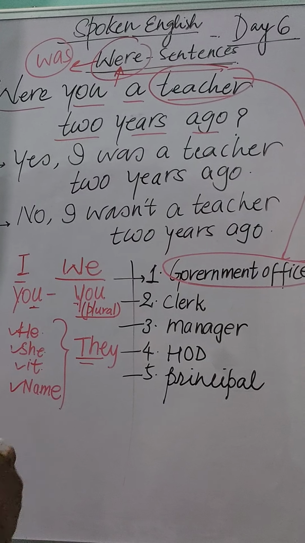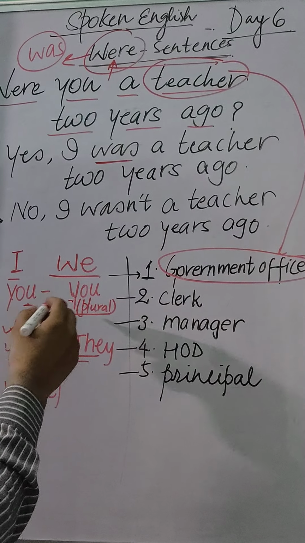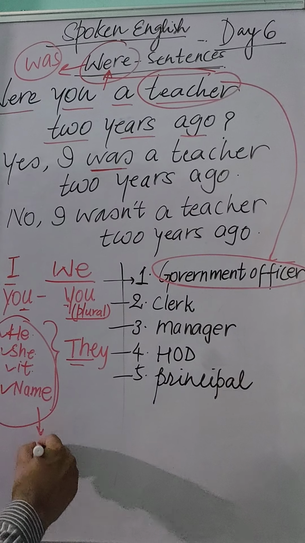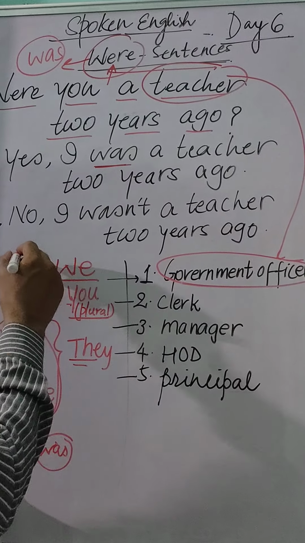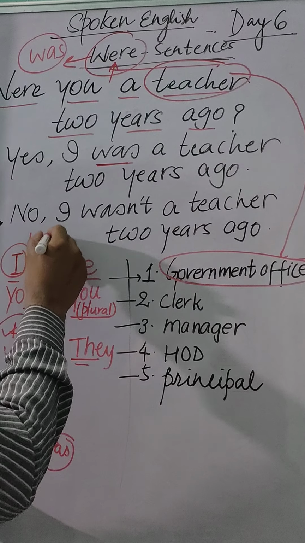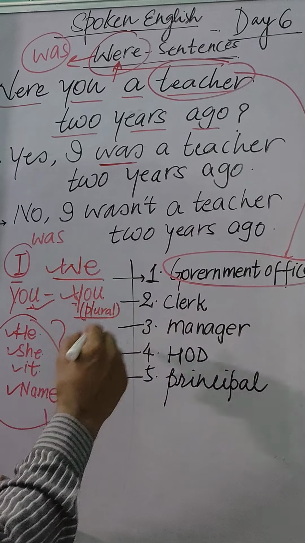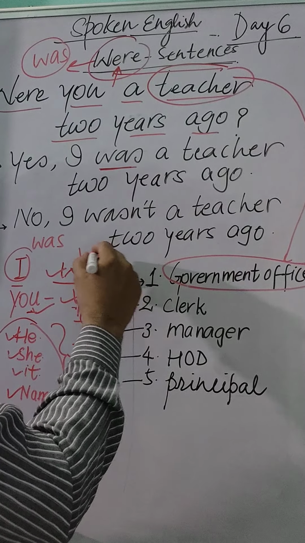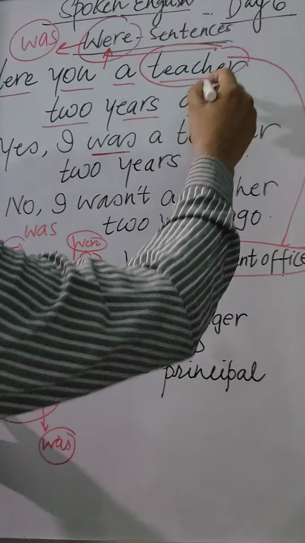Okay. And students, for this I just want to draw your attention here. With he, she, it and name we use was, and with I also we use was, and with the rest, with you, we, you plural, and they, we use were. Okay, so this is where we use was and were. And now we go for the next word.